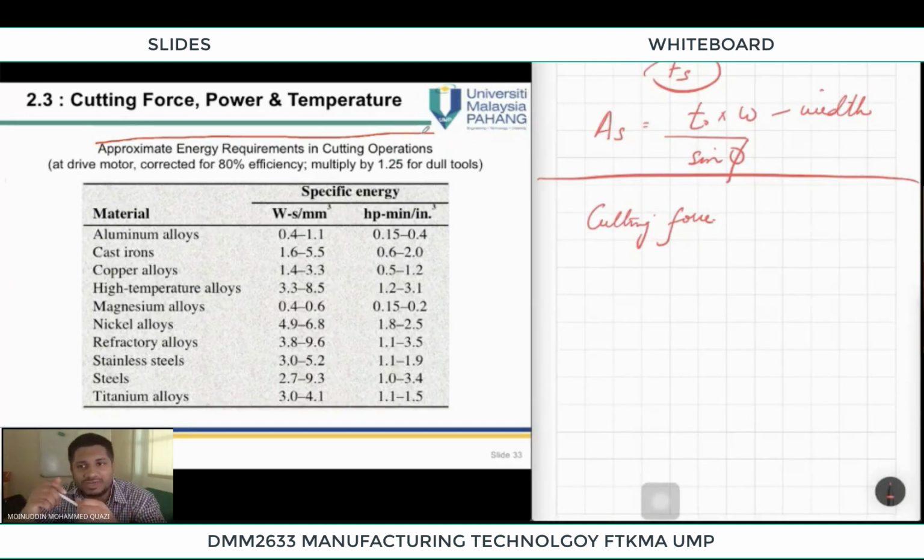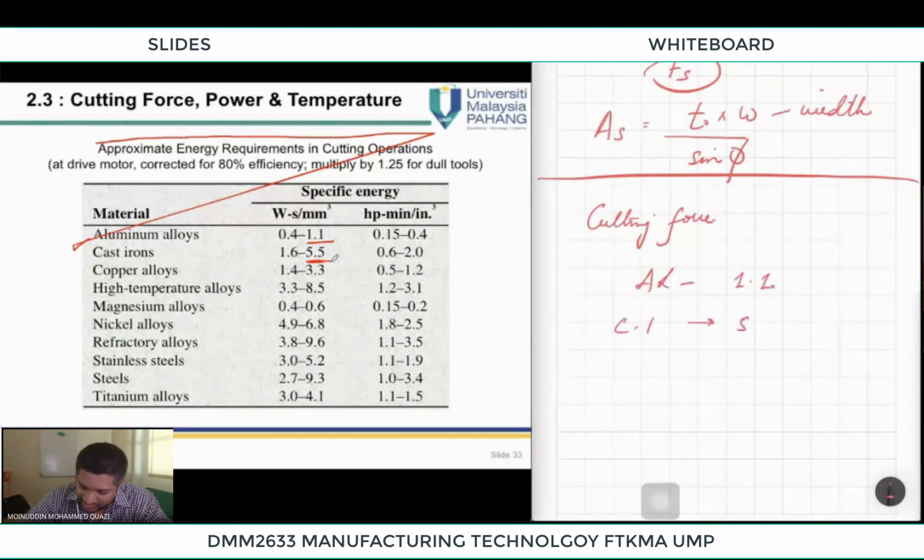When a material is very hard, the cutting force required is high. When the cutting force required is high, then the energy and power requirement are also very high. So if you look at aluminum, the power to do machining of aluminum is maximum 1.1 watt second per millimeter cube. Whereas for cast iron, I need 5 times more power. So for aluminum, maximum specific energy is 1.1, but for cast iron, I need to apply 5.5.